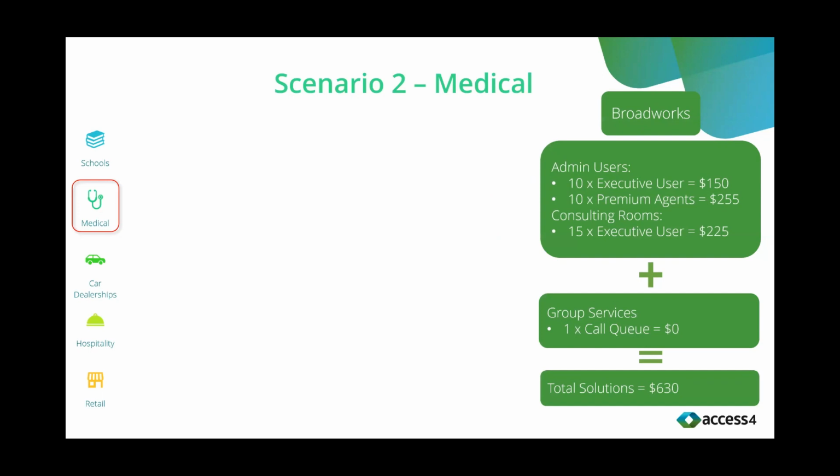So looking at that from a BroadWorks solution, you've got the admin users. You want them on executive users to make sure they've got busy lamp field and other things they need. And also premium agents, so that on the contact center they're able to do skills-based routing if they need to, because in a lot of medical centers they tend to have a few companies, and they might have different consulting rooms controlled by different doctors.